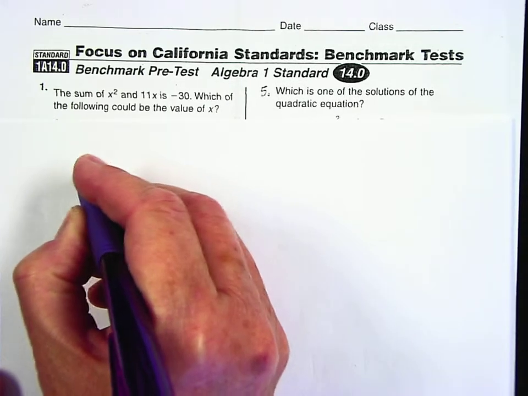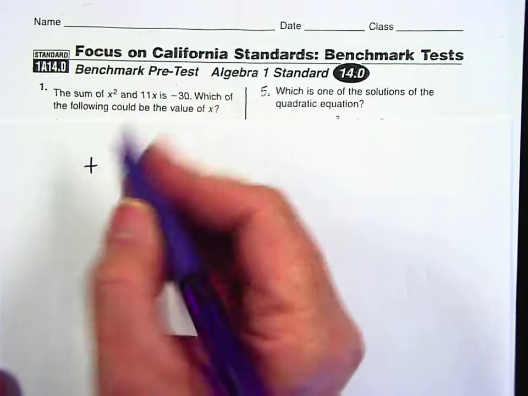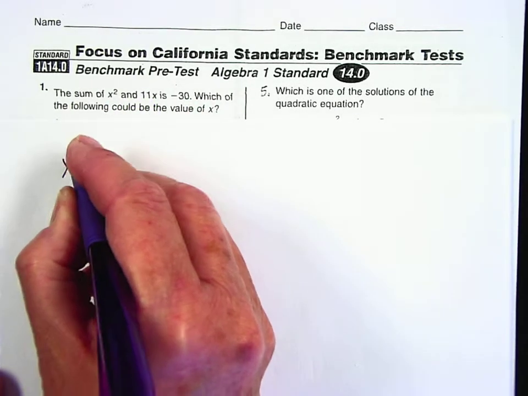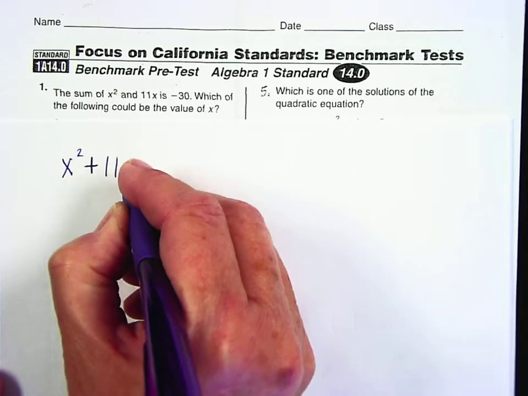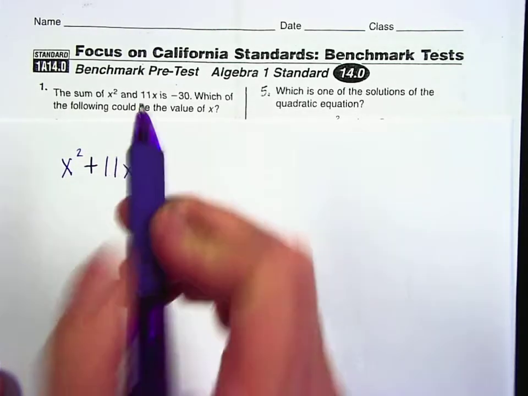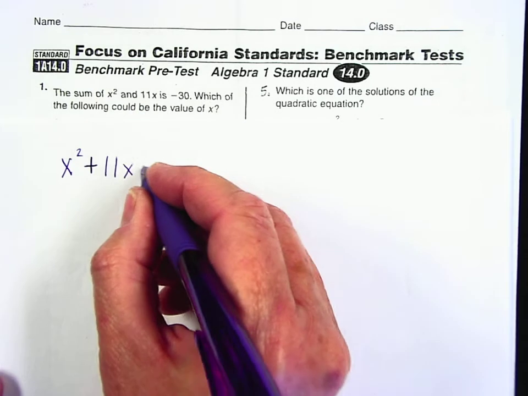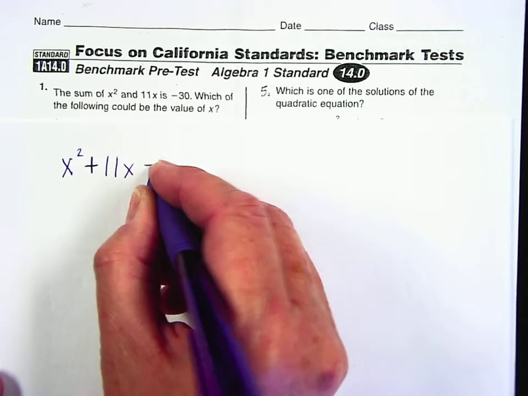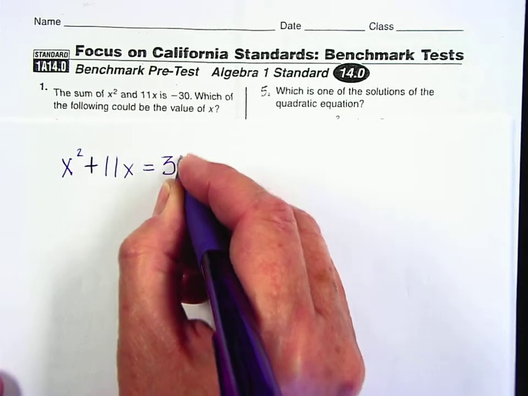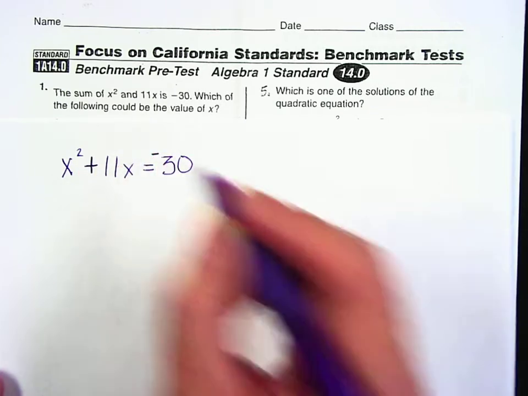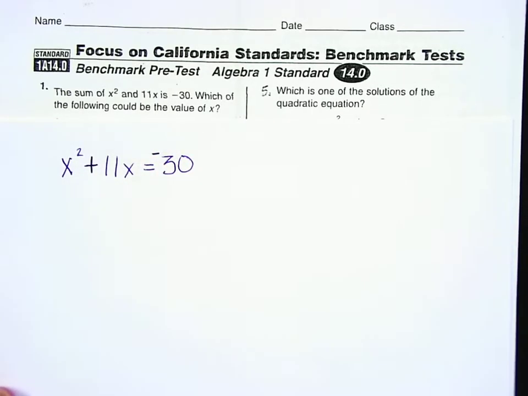And it says the sum of x squared and 11x. So we're going to add x squared and we're going to add 11x. And the sum of these two things is negative 30. Well, "is" in math means equals. So the sum of those two terms is negative 30.